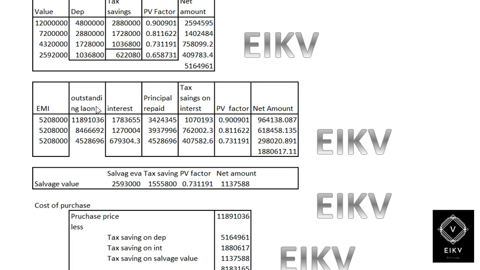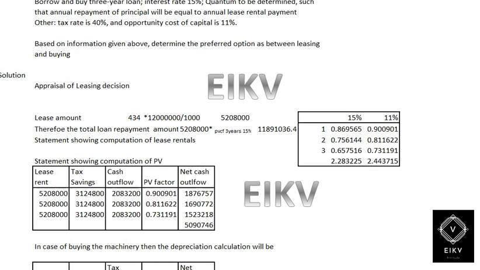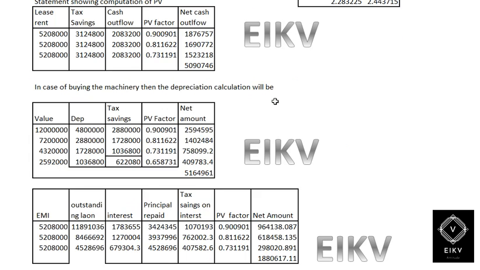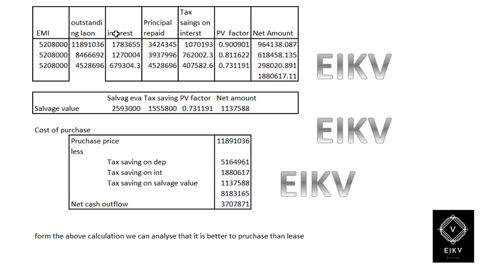After that, we are going for the statement of computation of interest and tax saving on interest. For that, we have an EMI, the lease rental EMI and annual payment EMI. This total payment with principal and interest would be 52.08 lakhs. Therefore, the outstanding amount will be 118 lakh, that is 1 crore 18 lakh 91,036, which we have computed from the first calculation over here, right? The total loan repayment amount. Such amount should be the repayment amount or outstanding loan amount.